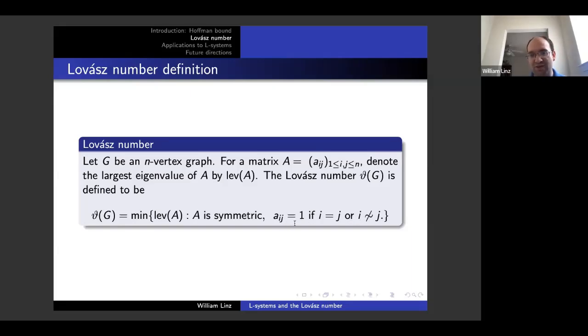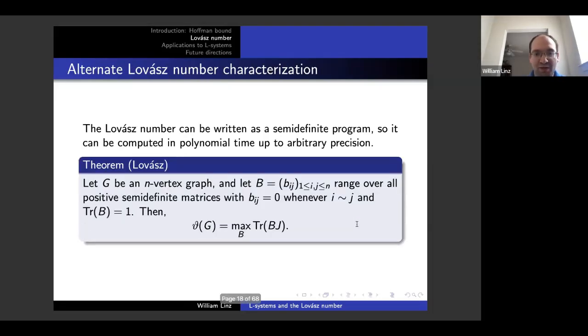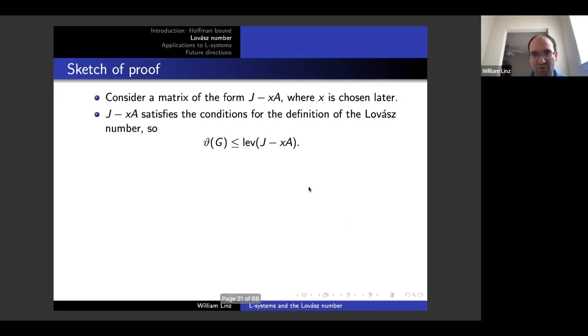And we also want the matrix to have entry 1 whenever i is not adjacent to j. Again, the matrix J is 1 everywhere, and because A is the adjacency matrix, it's 0 whenever i and j are not adjacent to each other. So the matrix J minus xA is again 1 minus 0, or 1. So matrices of that form perfectly well suit the definition of a Lovász number. In particular, since the Lovász number is the minimum over all of those matrices, it's less than or equal to the largest eigenvalue of the matrix J minus xA, where you can choose x to be any positive number.